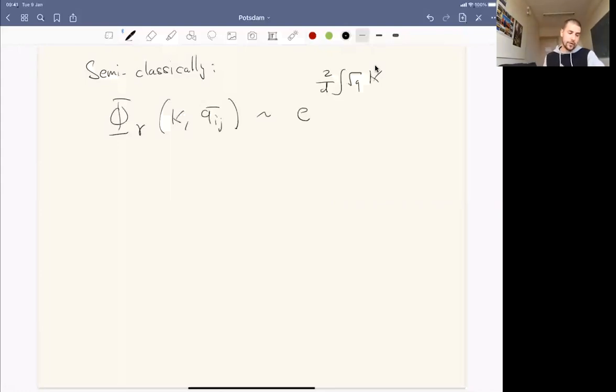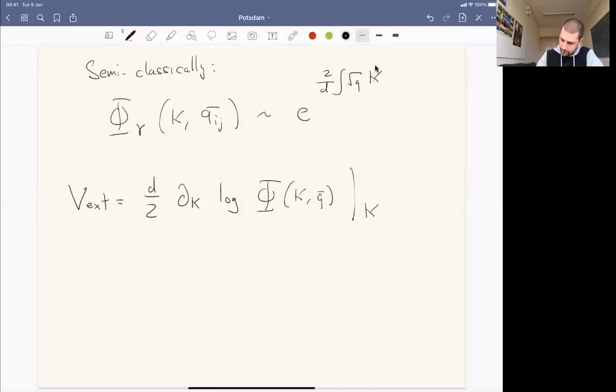But then this gives you, in principle, a very easy way to extract the extremal volume. You can write down the following: the extremal volume, you just take a K derivative of the log of this thing and then set K to 0.